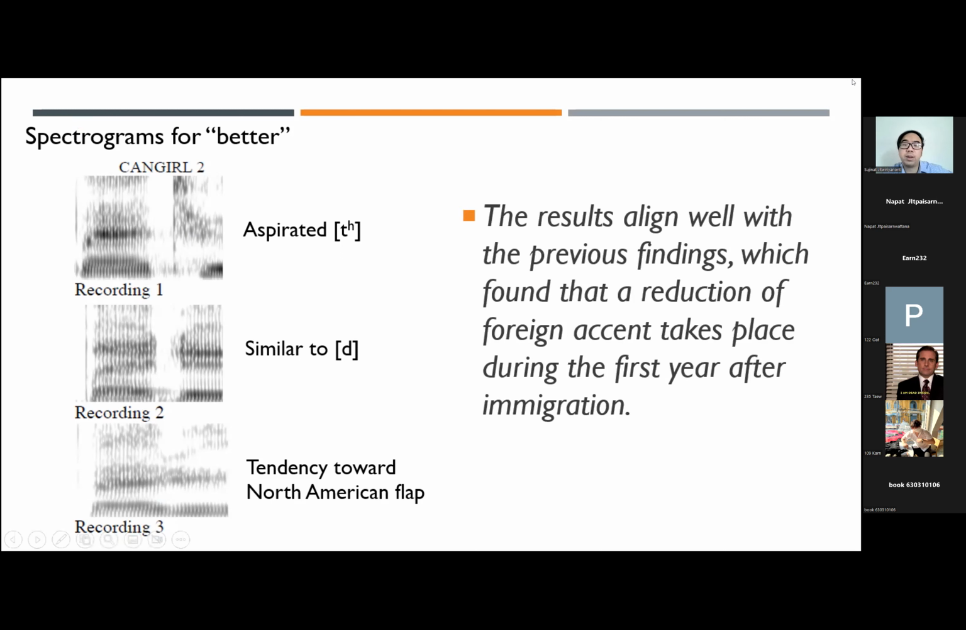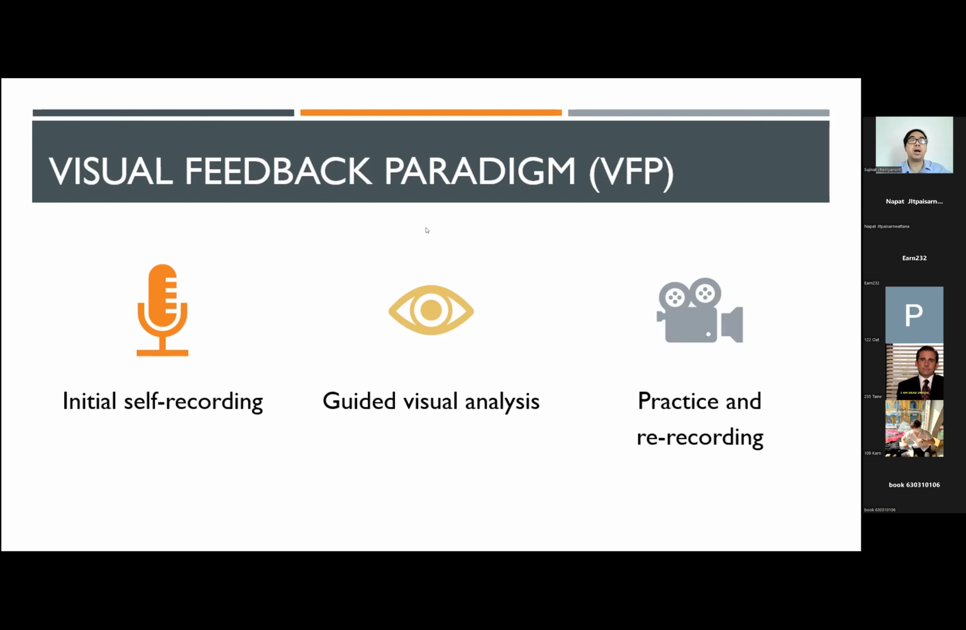If you haven't gone to an English-speaking country, you can record your production four or five times, look at the sound spectrograms, and see the improvement of your pronunciation. This gives you a visual feedback paradigm, and you can give feedback on your pronunciation by yourself. So you don't need your teachers as much as you did in the past.